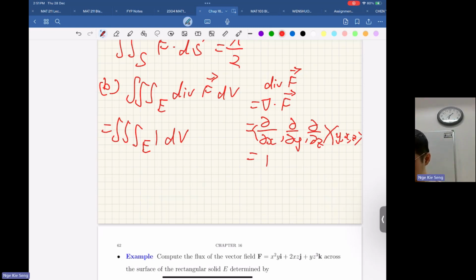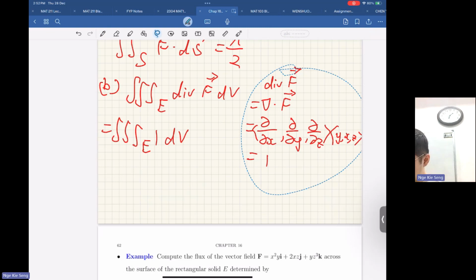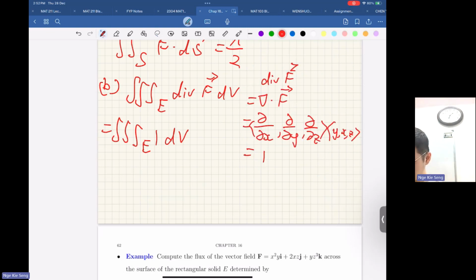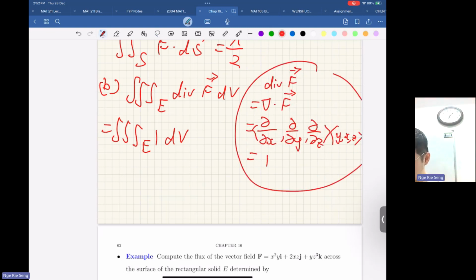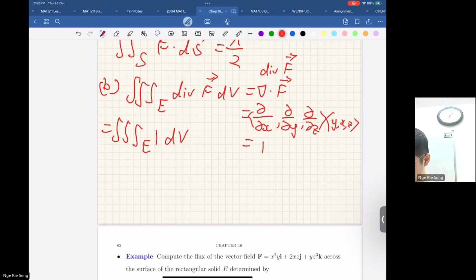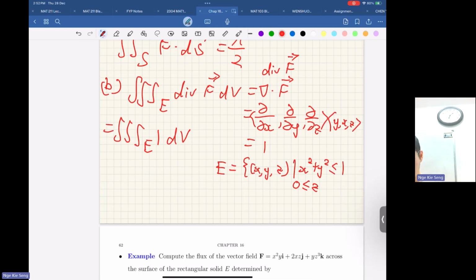What is the thing we need to integrate over? Let's write down the solid we want to integrate over. So we will go back to the chapter on multiple integrals. Let's draw our E. E is the set of (x, y, z) with x squared plus y squared less than or equal to 1. And then our z is bounded below by 0, bounded above by 1 minus x squared minus y squared.